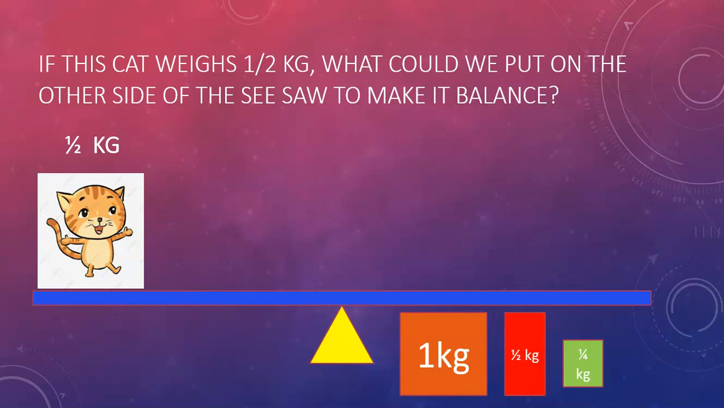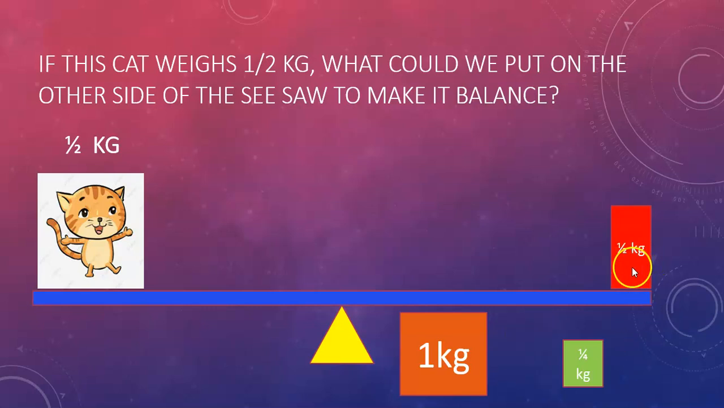If this cat weighs 1/2 a kg, what could we put on the other side of the seesaw to make it balance? Well, we can't use the orange block, because if we put 1 kg on this side of the seesaw, 1 kg will be heavier than 1/2 a kg. So this side of the seesaw will fall to the ground.